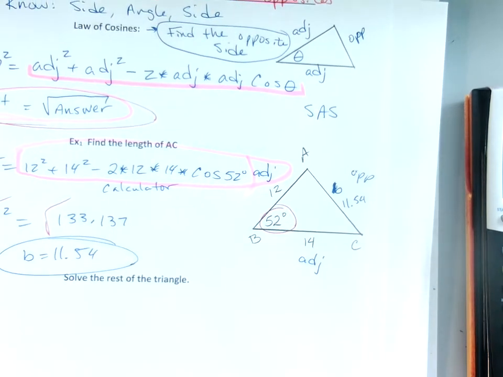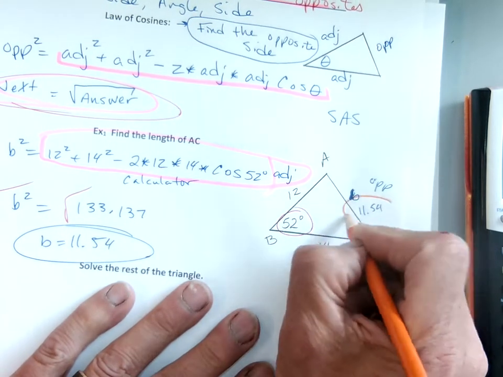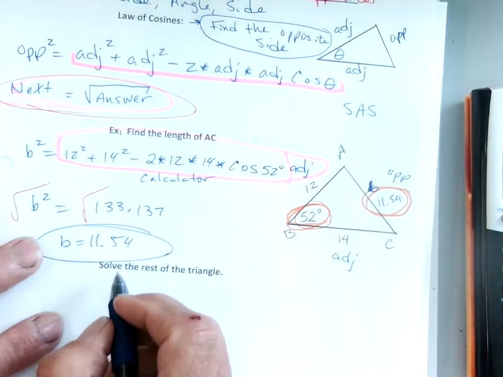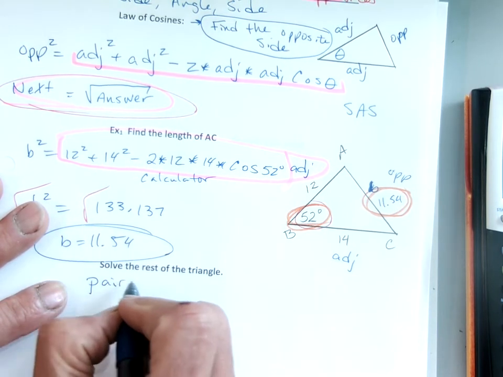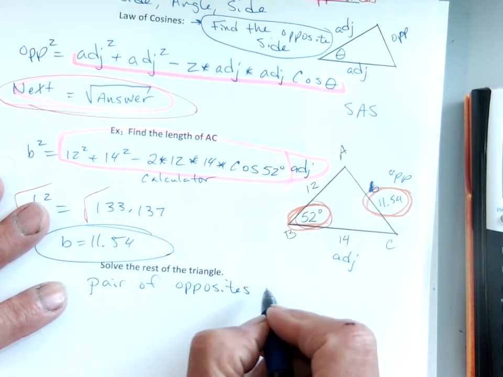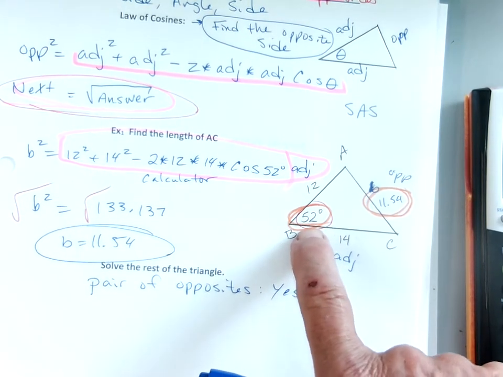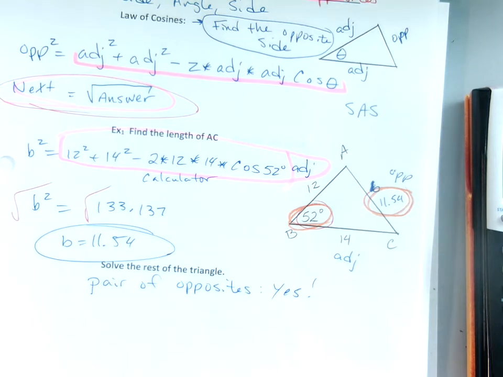So now we've got that side, which is great because now if we want to use the easier formula, which is the law of sines, I think the law of sines is the easier one, we have a pair of opposites. Once you have a pair of opposites, you can use the law of sines. So do you have a pair of opposites? Yes. I've got the 52 degree angle and its opposite side, 11.54. So now I can finish up the rest of this by using the law of sines.